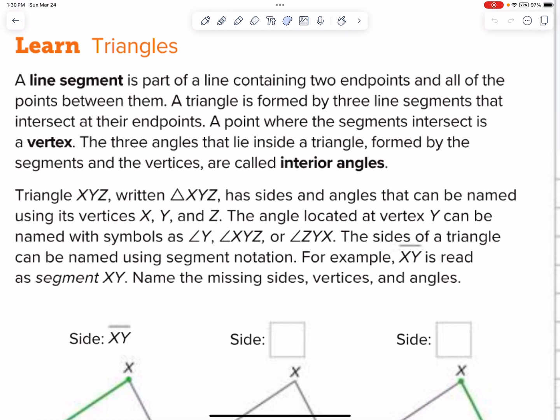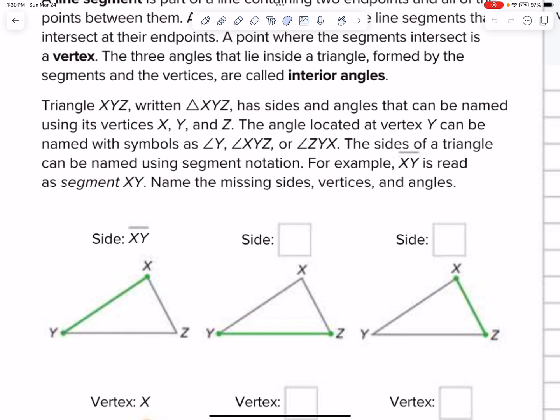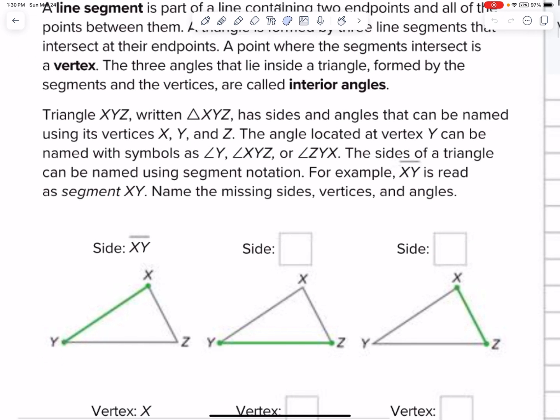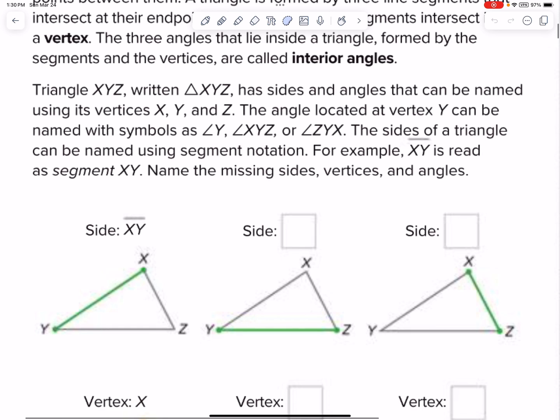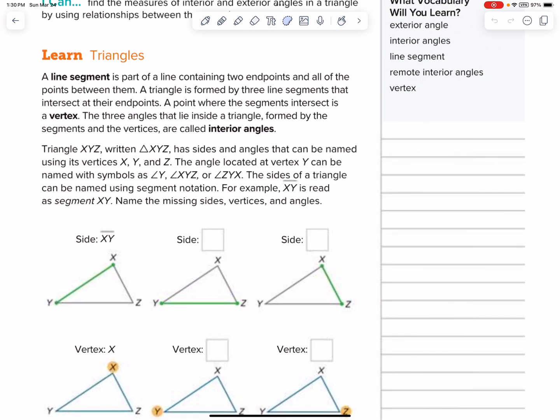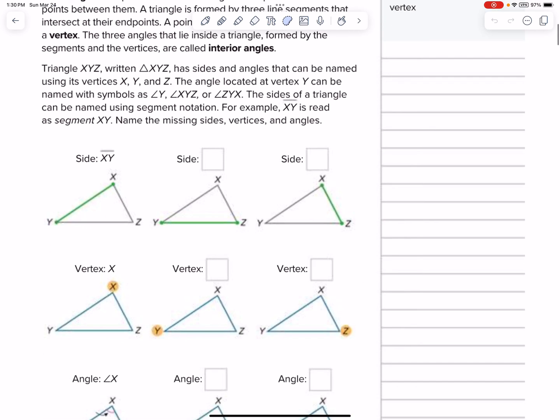So understand, we've already talked about that the vertex is essentially that corner where the line segments intersect. We don't use the word corner, we use the word vertex. Inside, the angles inside of a triangle are called interior, and the ones on the outside are exterior. Very similar to when we had the parallel lines with the transversals.